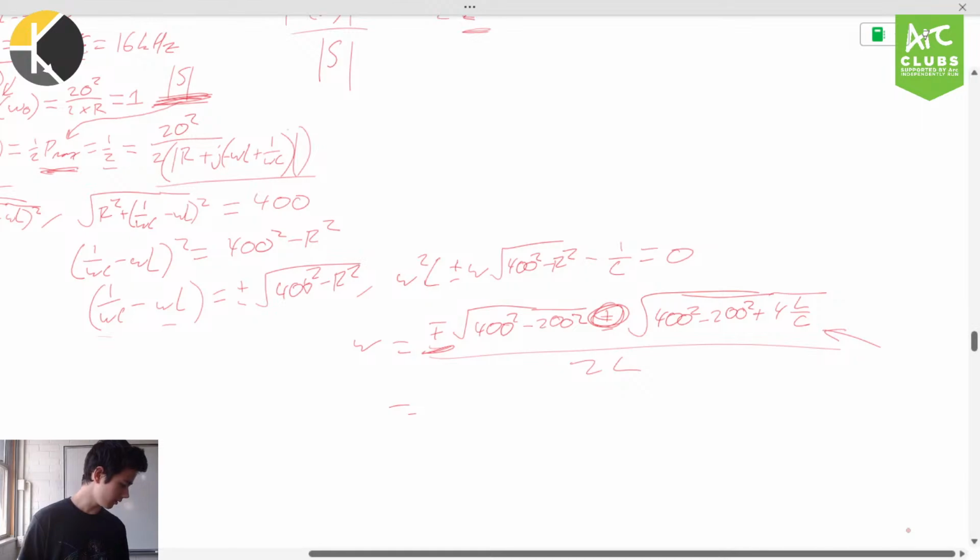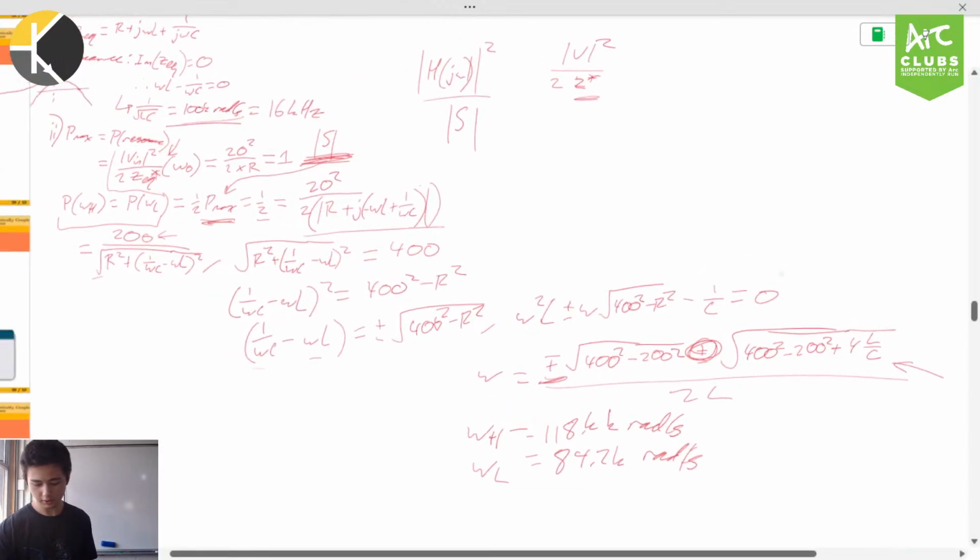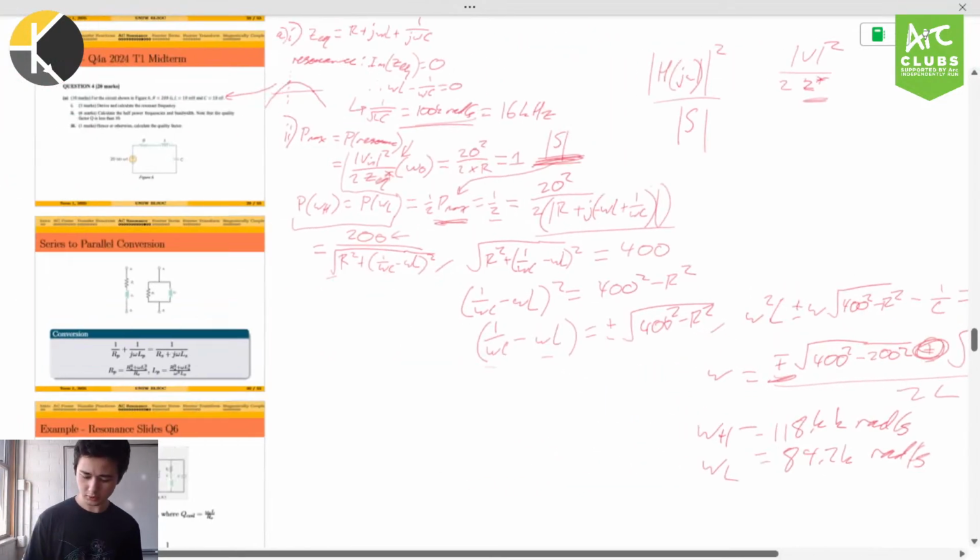You should end up with about 118.8k radians per second as your omega higher, and omega lower should give you about 84.2k radians per second. Okay, that is for you to double check. So I end up with a pretty nice answer.